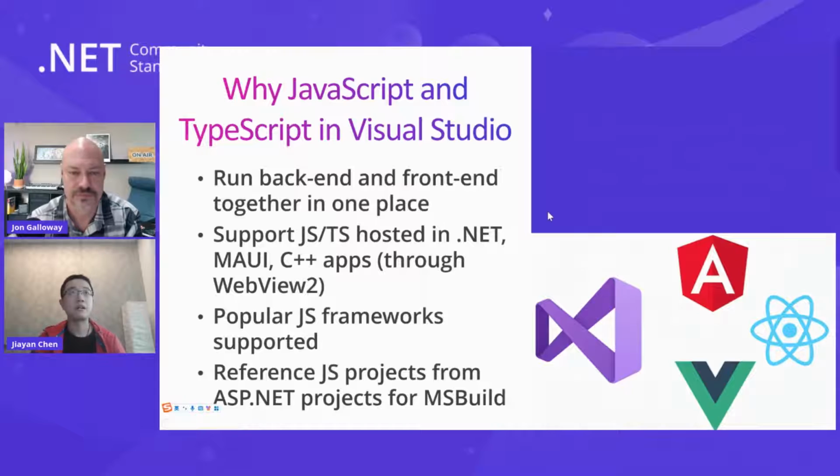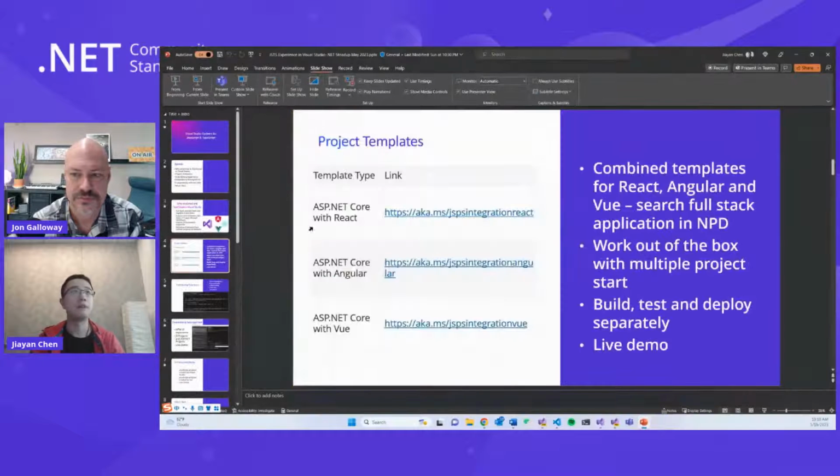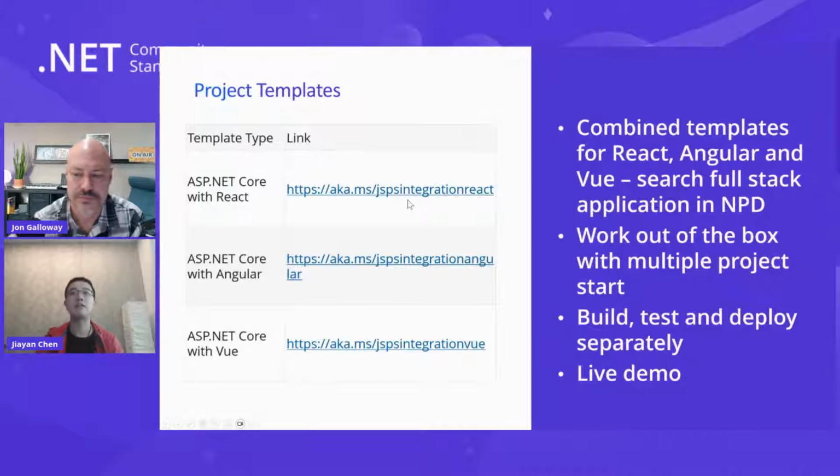First, we're going to show a list of project templates, starting with ASP.NET Core with React, Angular, and Vue. Those are the combined templates. What does it mean by combined templates? It means you have a project template where you have one solution and two projects in there. One template creates two projects under a solution for you.